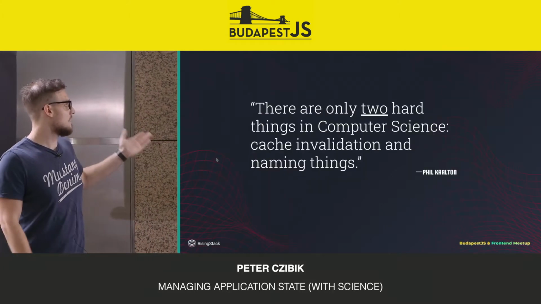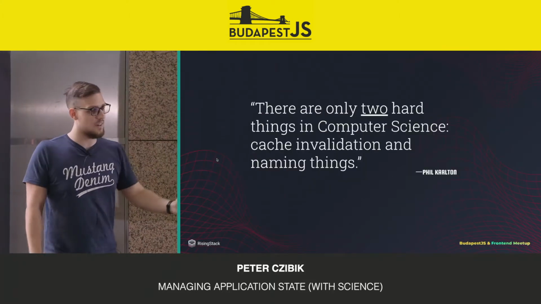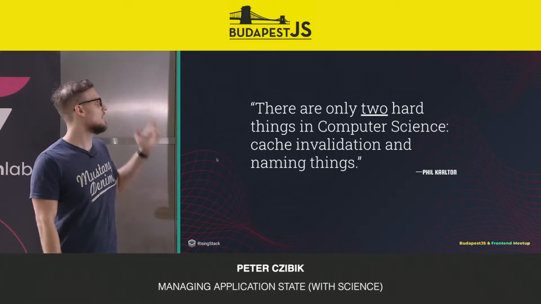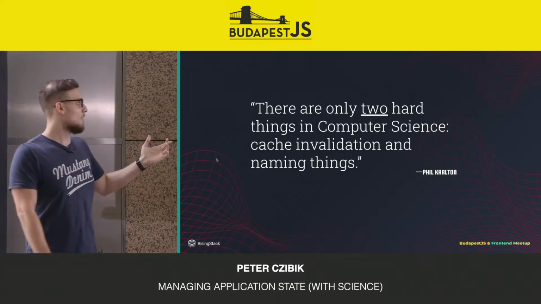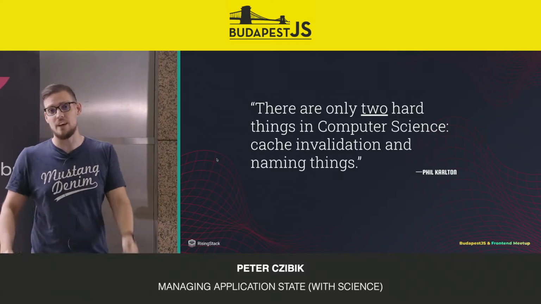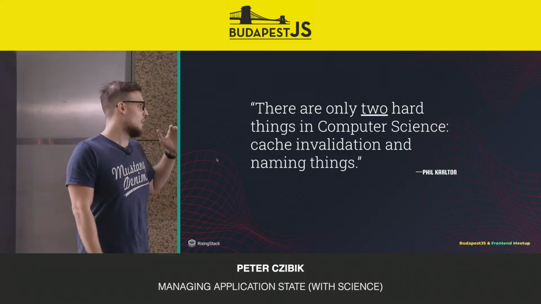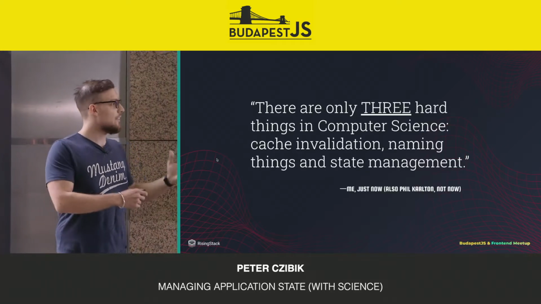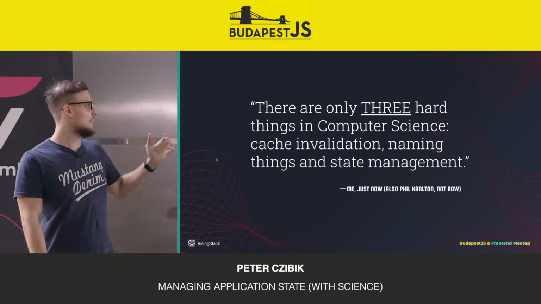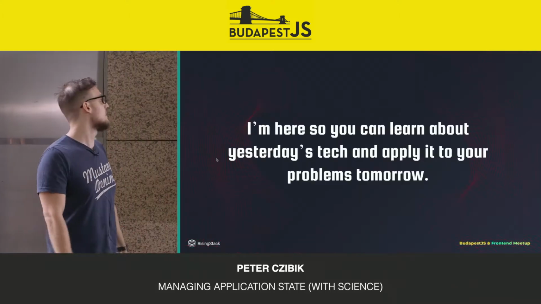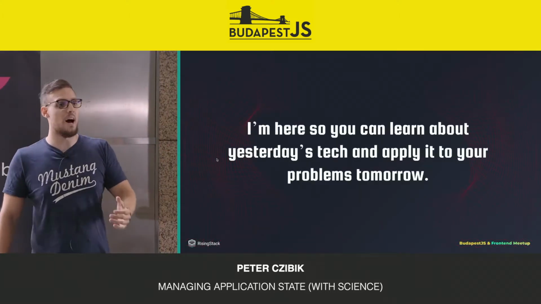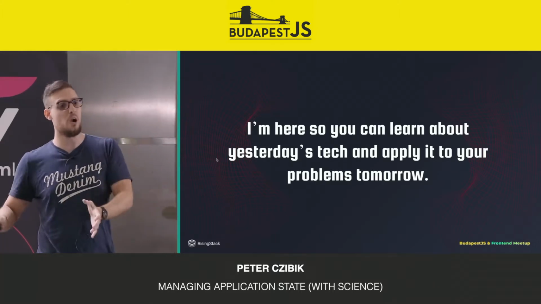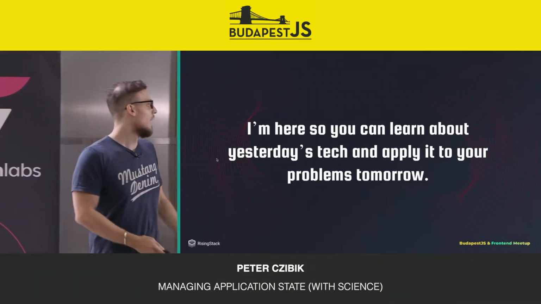There's a famous quote from Phil Karlton, which people say a lot. There are two hard things in computer science. One of them is cache invalidation, and the other one is naming things. And I think we could add a third one to the list, and that would be state management. Because I think that could compete for third place in that list, because that's not easy. And today I'm here so you can learn about yesterday's tech, science, and apply it to the problems that are going to arise tomorrow.